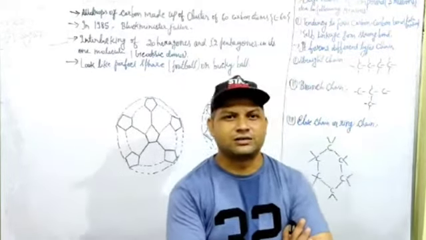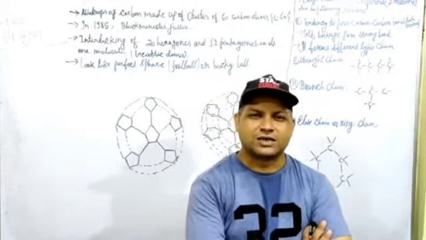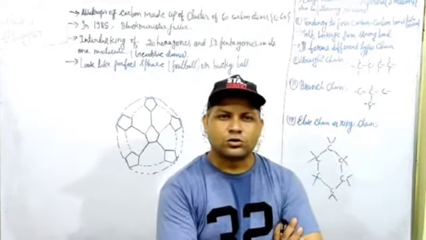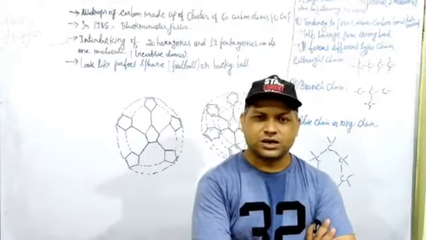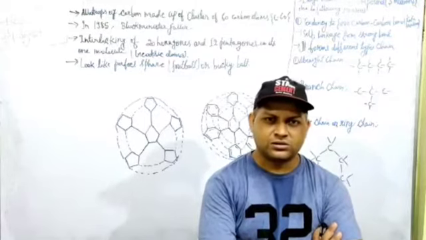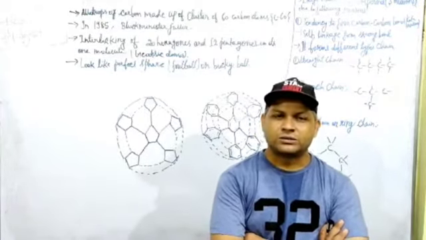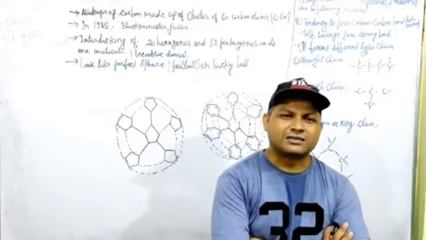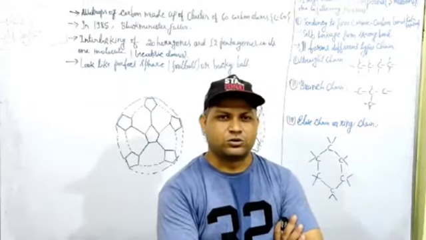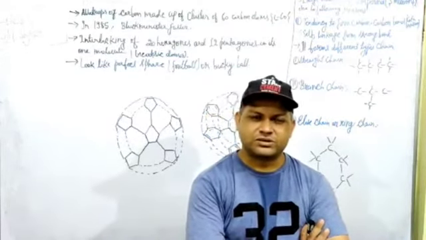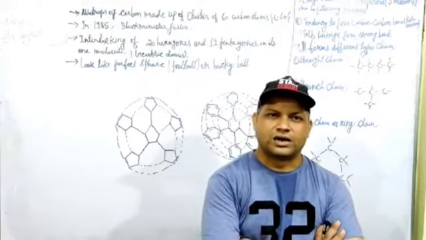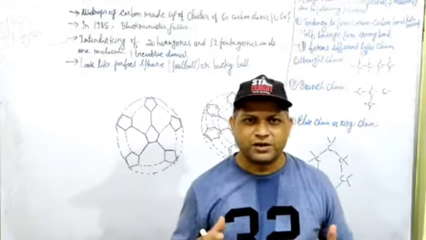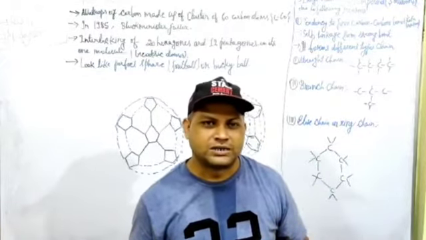Before starting the discussion, we want to ask you a question: do you know the other allotropes of carbon other than diamond and graphite? Do you know what is a buckyball? And do you know why a large number of compounds are formed by carbon atoms? Do you know about catenation? So please think and answer.